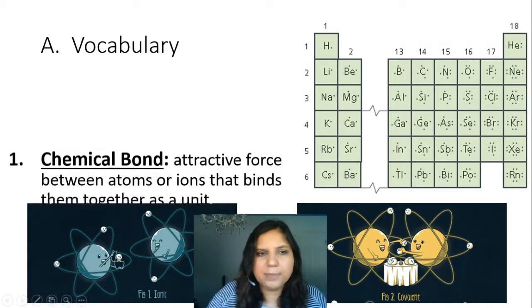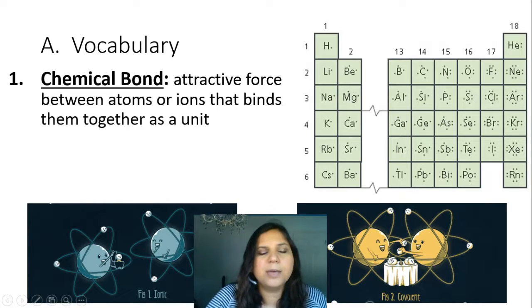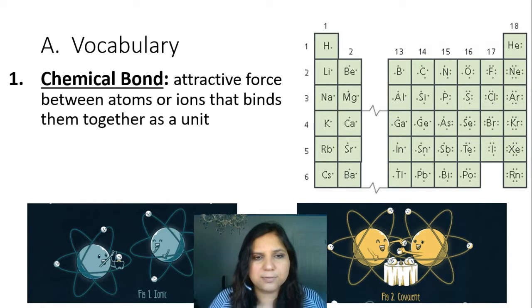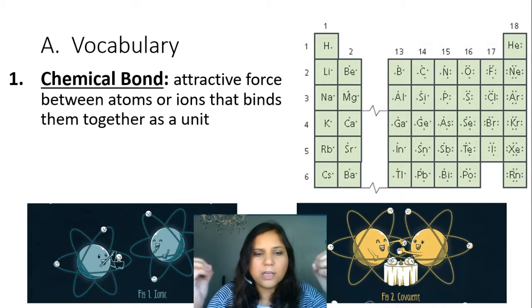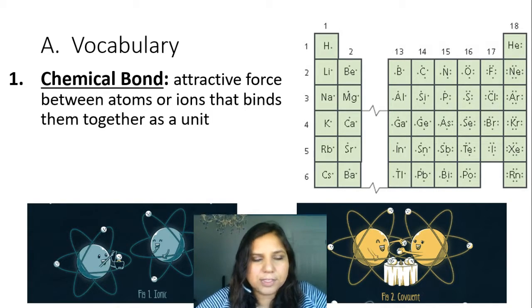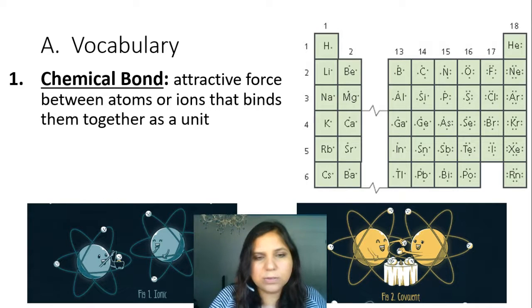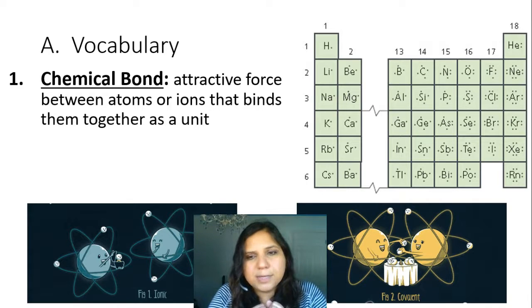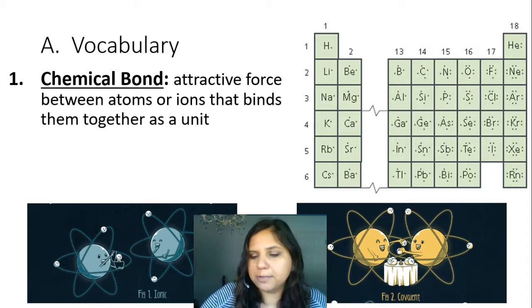Okay, so some vocabulary terms. First one, chemical bond. Now this is an attractive force. Remember that attractive forces are what pull things together. So it's an attractive force that holds atoms or ions together and it binds them or forms a bond and it turns them into something new, which we call a compound.